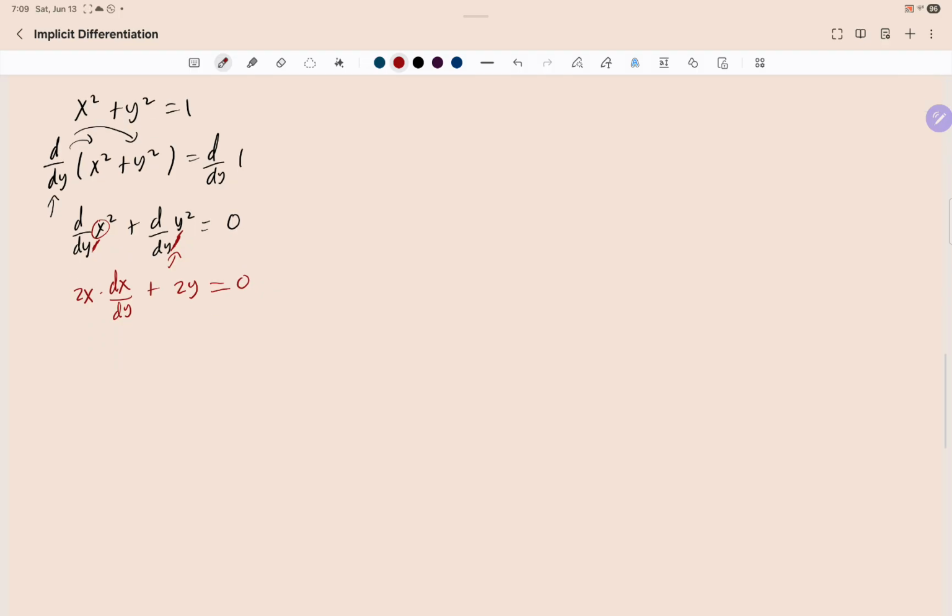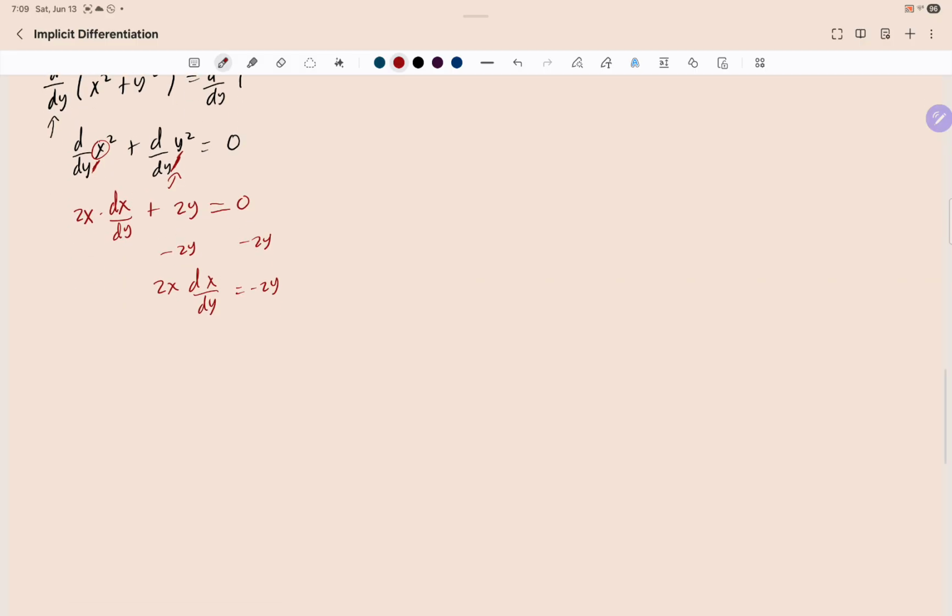Fine. So now again, I want to solve for dx over dy. So I'm going to move things across the equal sign. So I'm going to subtract negative 2y on both sides. So I get 2x times dx over dy, which equals negative 2y. And now I'm going to divide both sides by 2x. So I get dx over dy equals negative y over x.